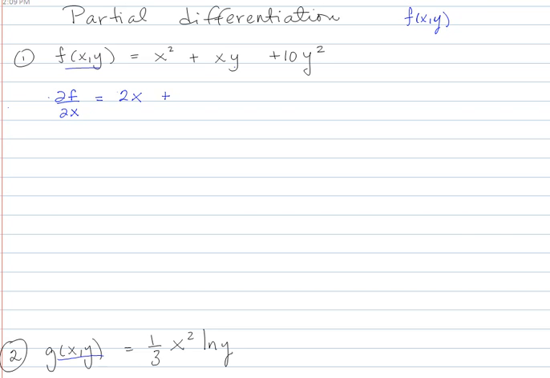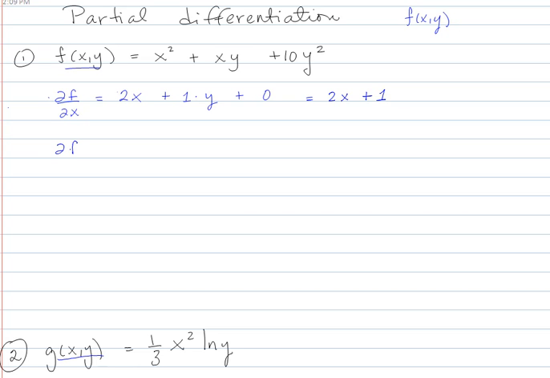In the next term I have y times x. So y I think of as a constant. When I differentiate x, the derivative of x is 1, and so I have 1 times y. Finally, I have 10y squared. There is no x that appears in this last term, and therefore it is fully a constant. And when I take a derivative of a constant, I know I have 0. And so again, here I have just 2x plus 1.